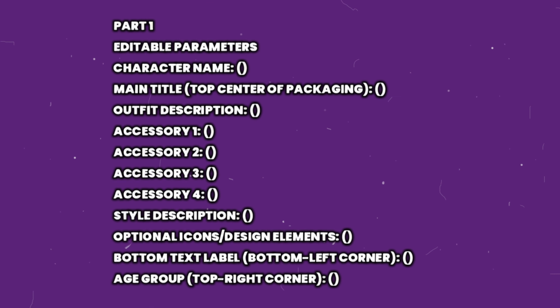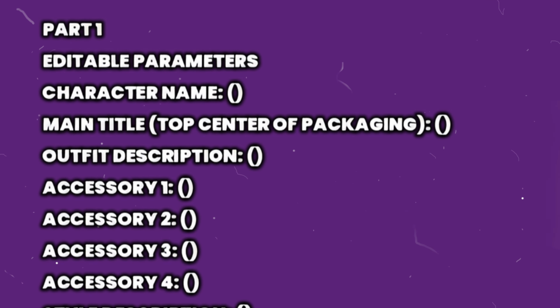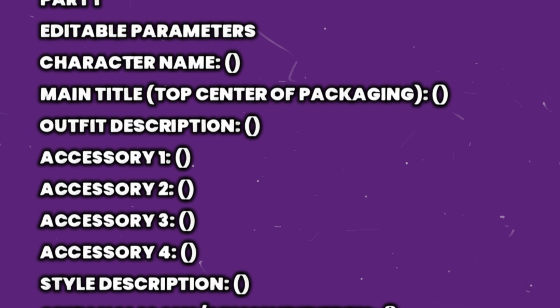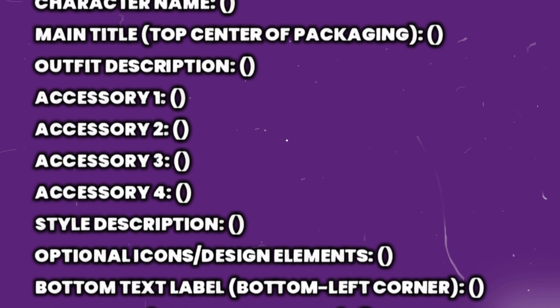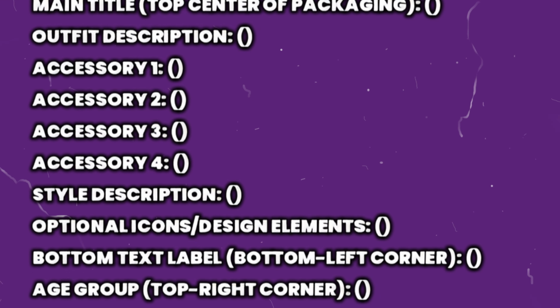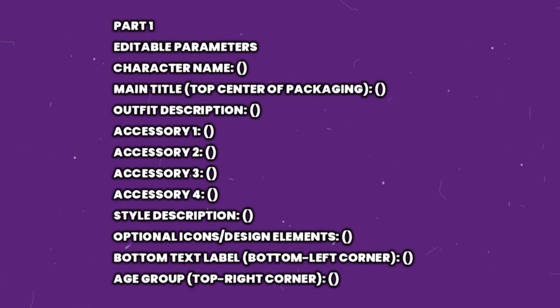It's super simple. In the first part, you just fill in the character details, like the name of your character, what title you want on the packaging, the outfit style, your favorite accessories, any cool graphic elements you'd like to add, and even the suggested age label, just like the real collectible figures.